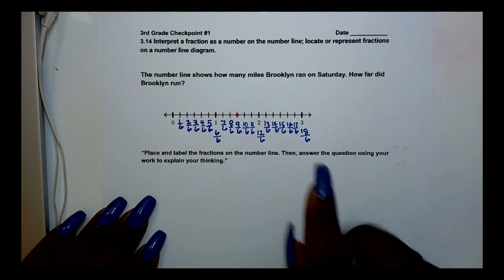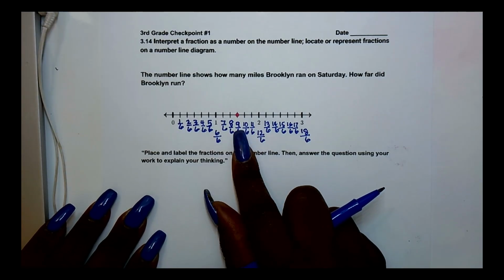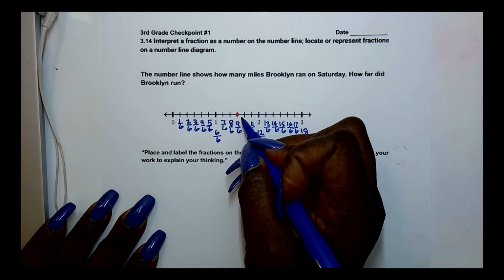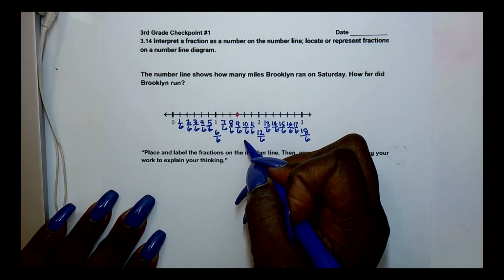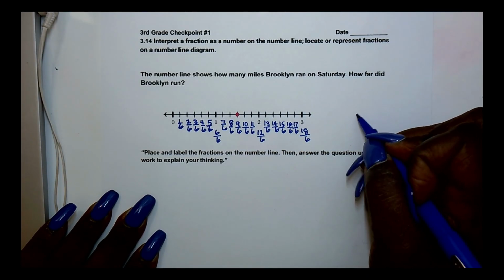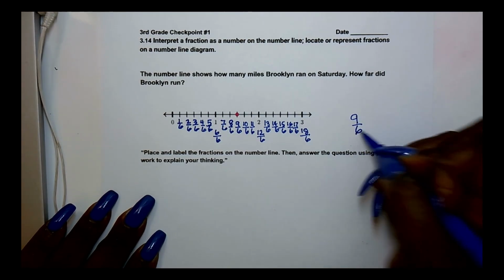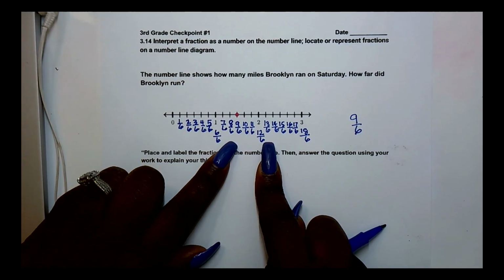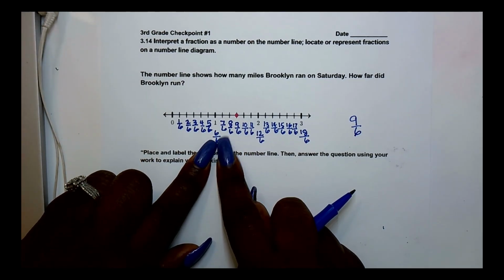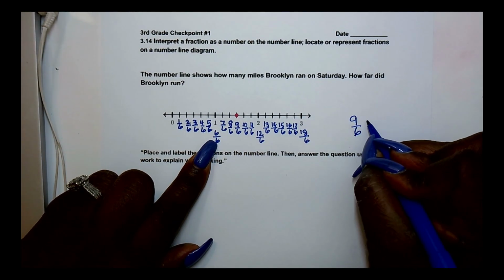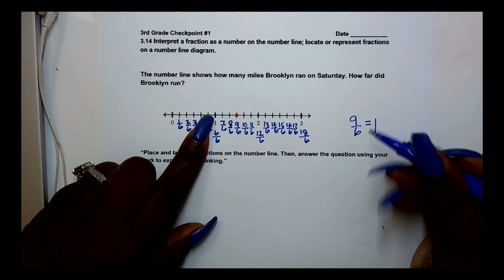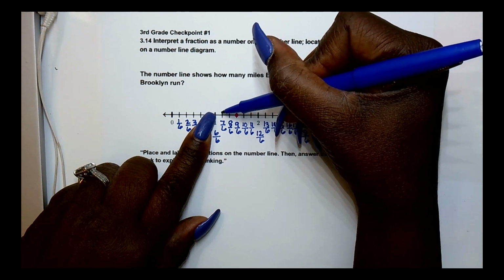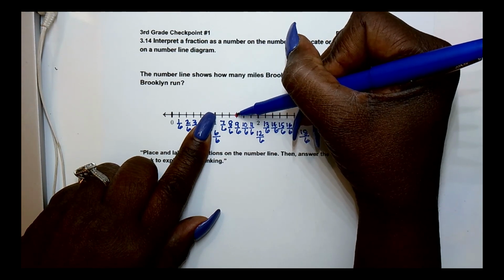Now, the point on the number line represents how many miles Brooklyn ran. Now, you can either leave this as a fraction greater than 1, which would be 9/6, or we can change this to a mixed number. So we know that 6/6 is equal to 1. So our whole is 1. And starting at 1, counting over the 1/6s, we have 1/6, 2/6, 3/6.